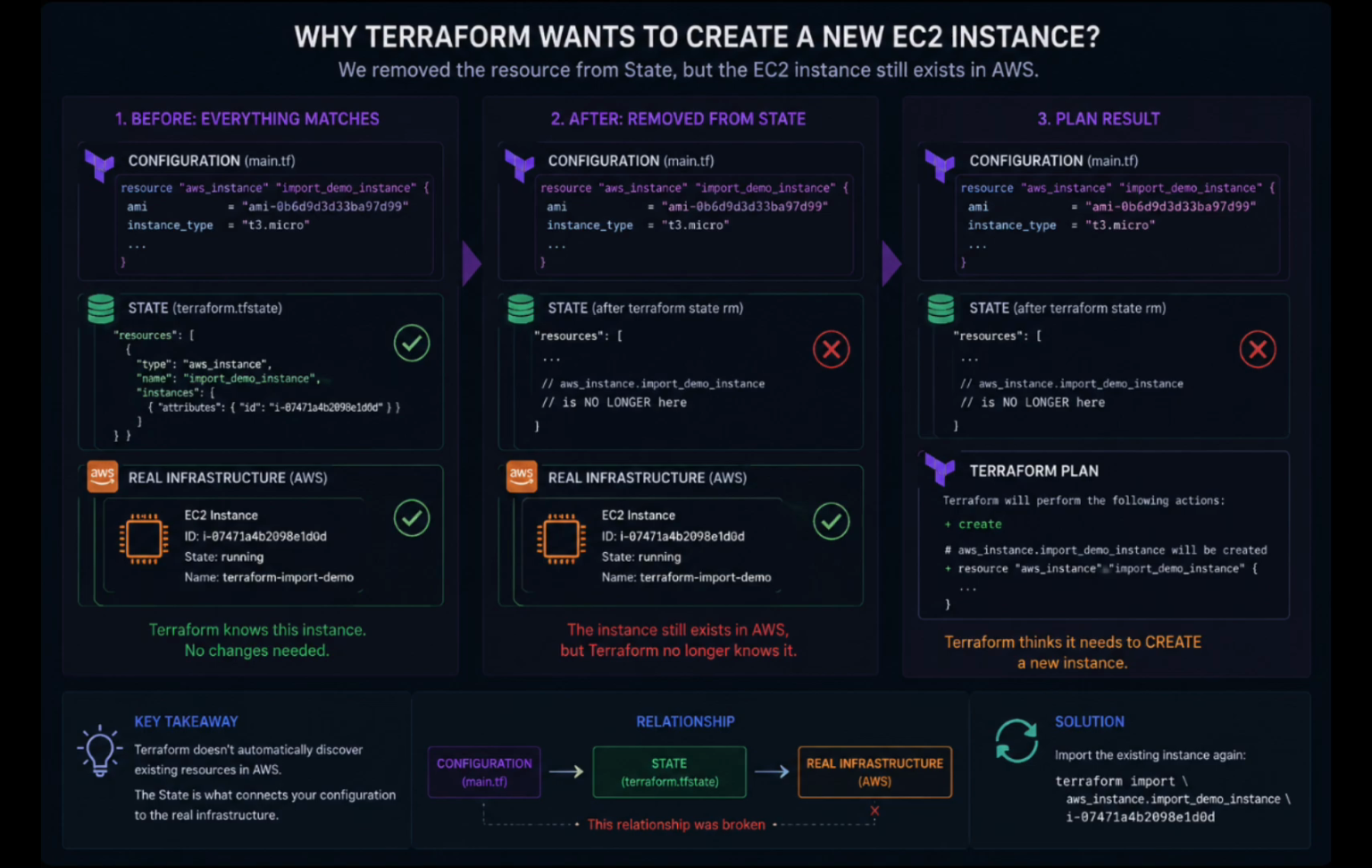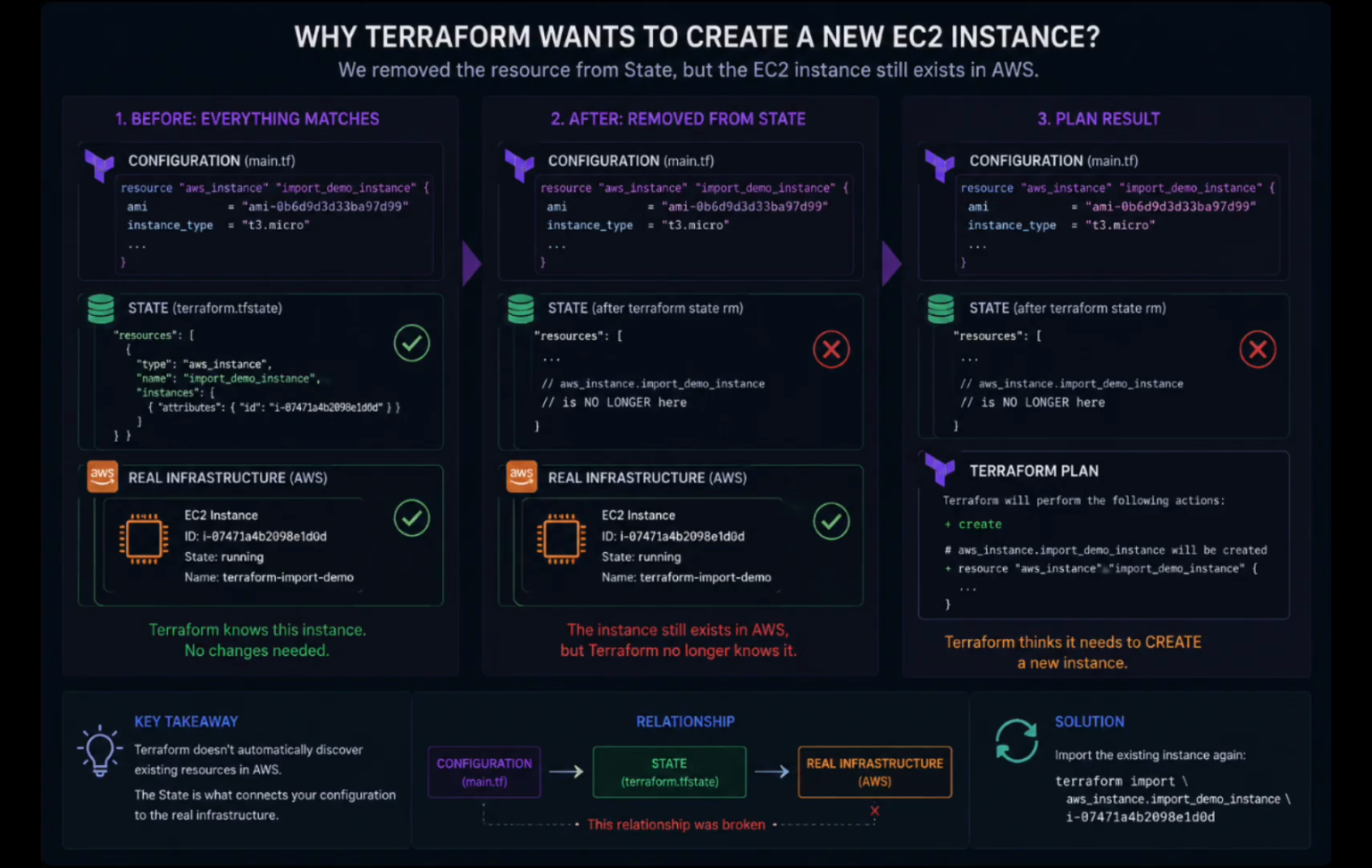This is a perfect example of why Terraform State is so important. Terraform doesn't simply look at AWS and automatically adopt resources. The state defines the relationship between your configuration and the real infrastructure. So how do we fix this?